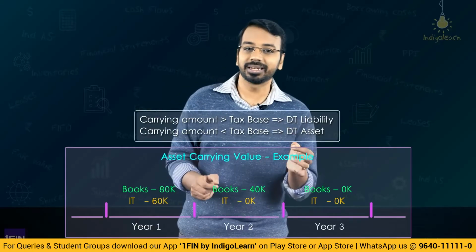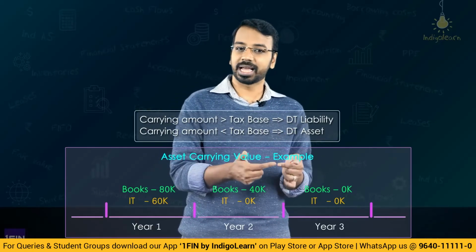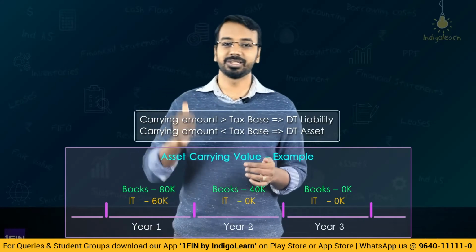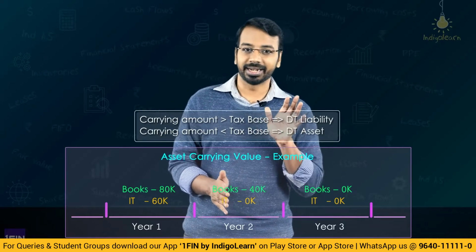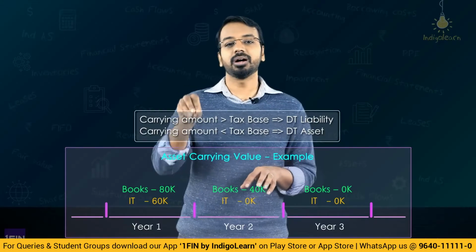Carrying amount was higher in the books. So because the carrying amount is higher and the tax base of the asset is lower, there was a deferred tax liability which was created. Okay. So this is how we compute a tax base.